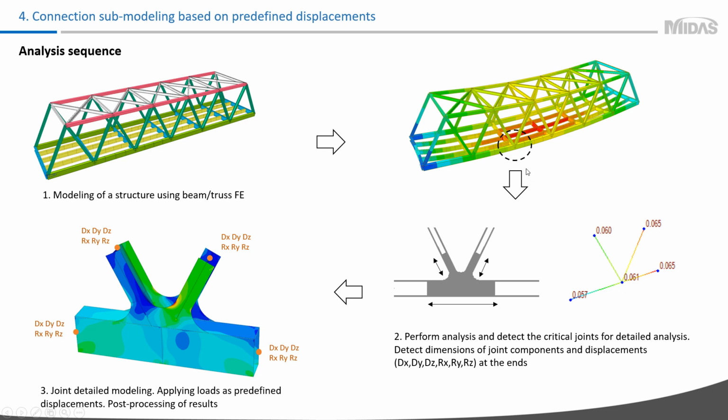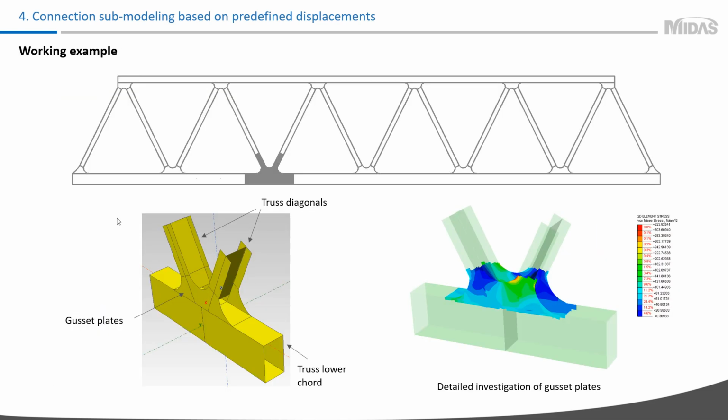For this, you have to decide what dimensions of connection components will be included in the detailed analysis. Also, you have to extract node displacements at the boundaries of the components. And the last step is detailed modeling of this connection. In this detailed model, you apply a predefined displacement and do post-processing of results. Now, I'm going to show you all these steps in an example. The working example is a welded truss railway bridge, and the purpose of detailed analysis is a use of plates in the main truss connection.